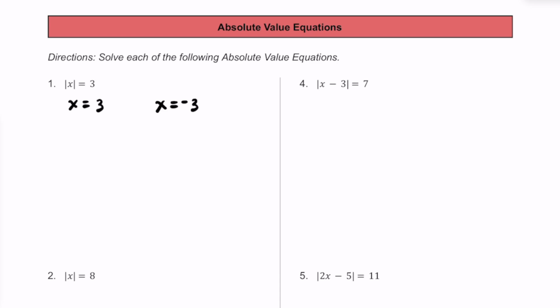I'm just going to go ahead and write my solutions here in set notation. I'm going to say that x can be equal to negative 3 or positive 3. These would be the two solutions that would make sense here.